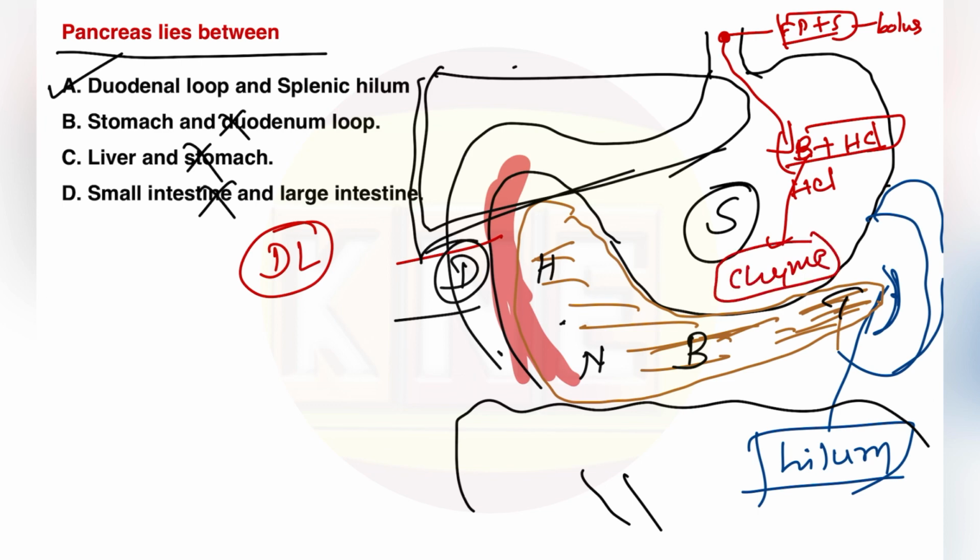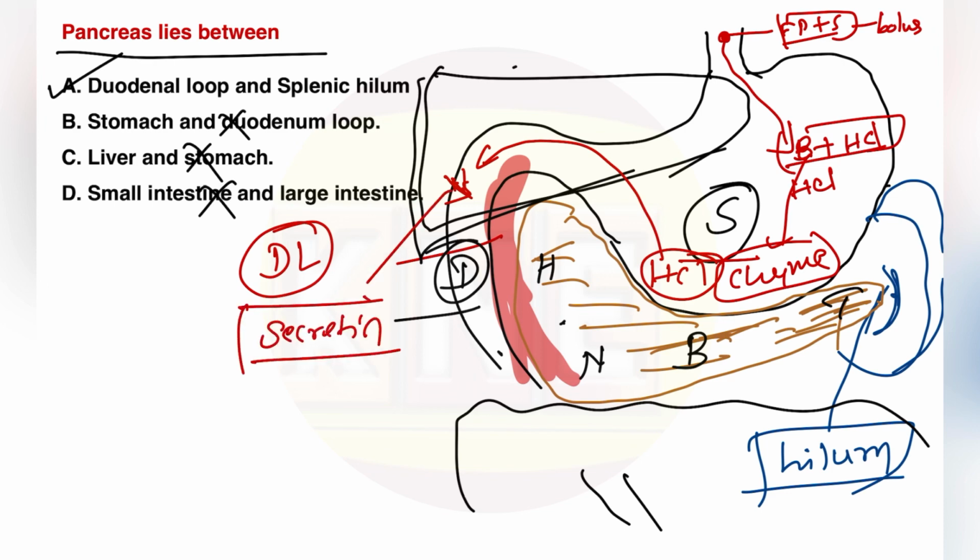What do we call that? Chyme. Okay, chyme is containing what? Chyme is containing the HCl. When the chyme comes and stimulates here, the duodenum will release what? The duodenum releases a factor called secretin.